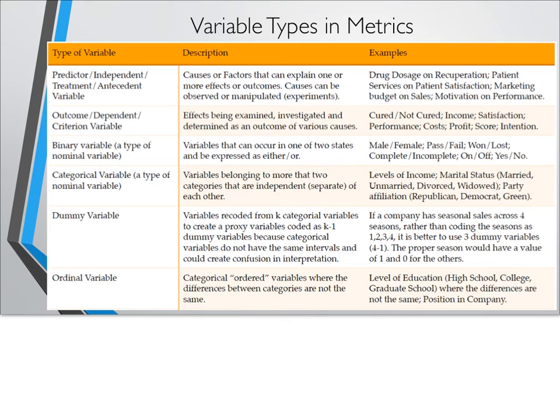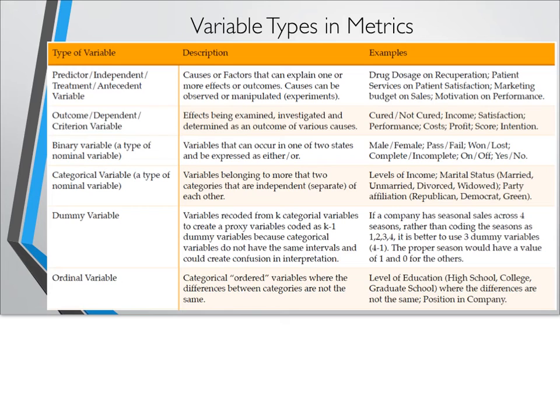These are nothing but effects that are being examined, investigated, and determined as an outcome of various causes. So, these are your outcomes. Is the patient cured versus not cured? How much does it impact income? So, these are all the things you want to figure out. Do certain things in society, in economics, in financial planning impact income? Do certain things in an organization or in society impact satisfaction, performance, costs, profits, a particular score, a particular type of intention?